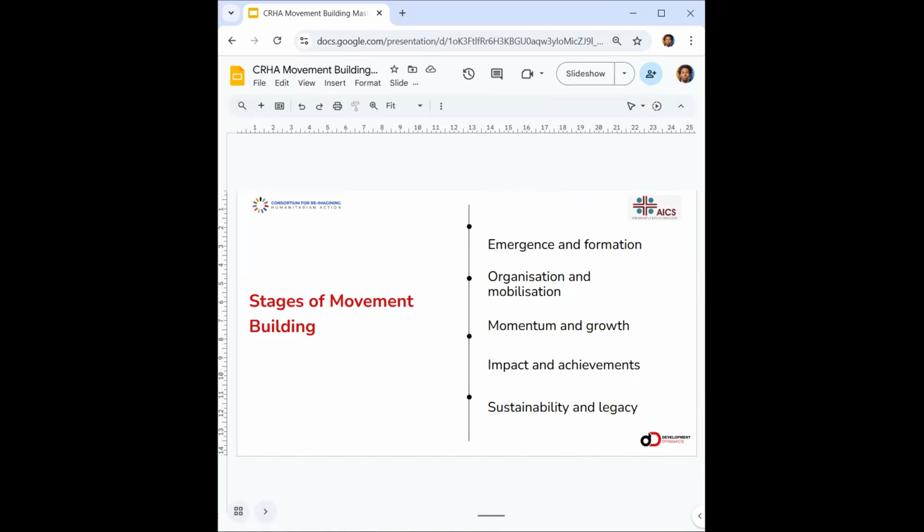Now, I highlight this slide because a lot of our movements tend to get to the organization and mobilization, and then have this peak moment that allows us to have momentum and growth, and we really get support. We get all the different stakeholders that we're reaching out to support the efforts that we're making, to support our actions, to support our collaborative efforts. But when it comes to sustainability and legacy, we are unable to tackle that. And I'd like to even use the example of Kenya.